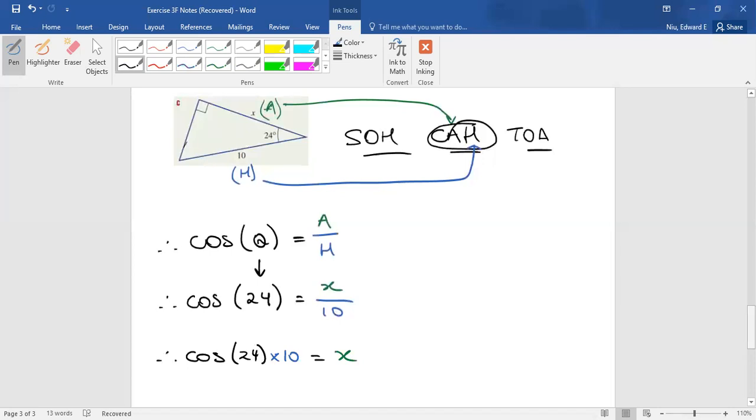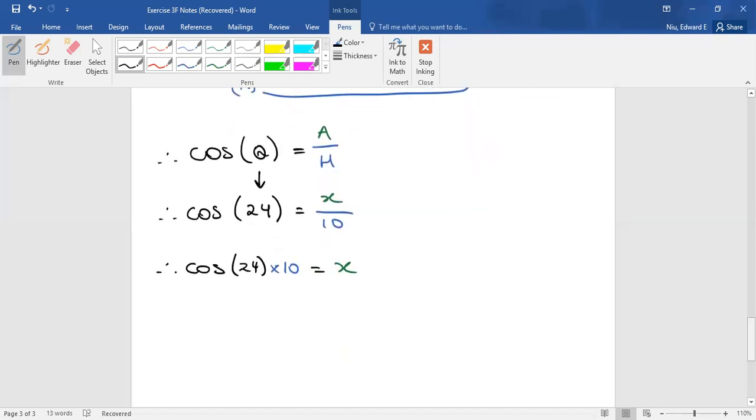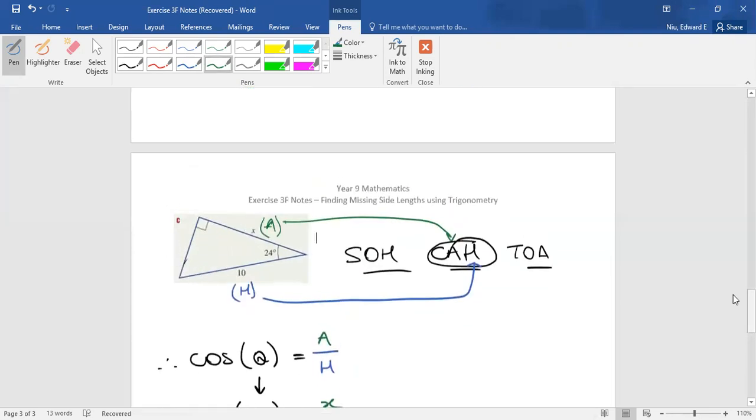There we go. And last step, type in the left side of the equation into your calculator. Press cos 24, shut the brackets, times 10, and that will get us 9.14. All right, so 9.14 equals the adjacent side, which is called x in our scenario, and that length there is 9.14. Whatever units they want it to be.